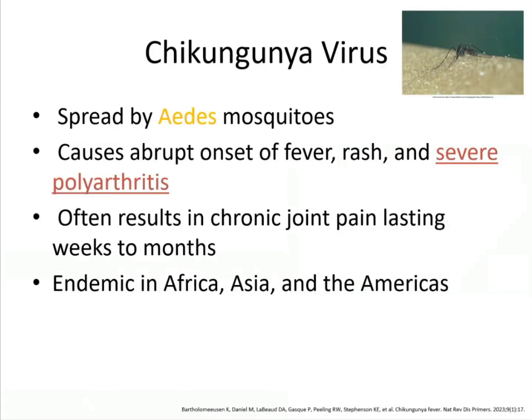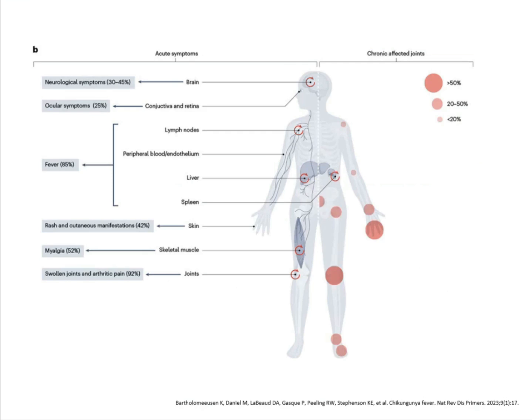Chikungunya virus is also spread by Aedes mosquitoes. Fever, rash, more associated with severe polyarthritis, and can be associated with chronic joint pain that can last weeks to months. Endemic in pretty much Africa, Asia, and the Americas. This graphic just shows the symptoms. The acute symptoms are the non-specific ones: fever, 85% of people, rash, joint pain, muscle aches. They can also have conjunctivitis. And then the chronic symptoms are usually the chronic joint pain, typically in the distal extremities and more so in the lower extremities.